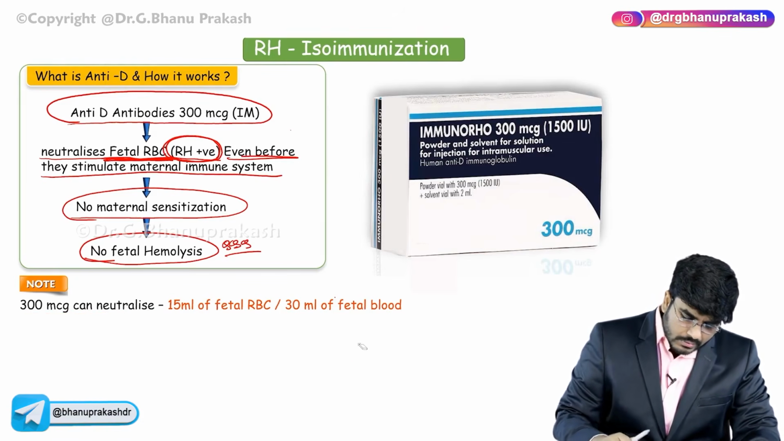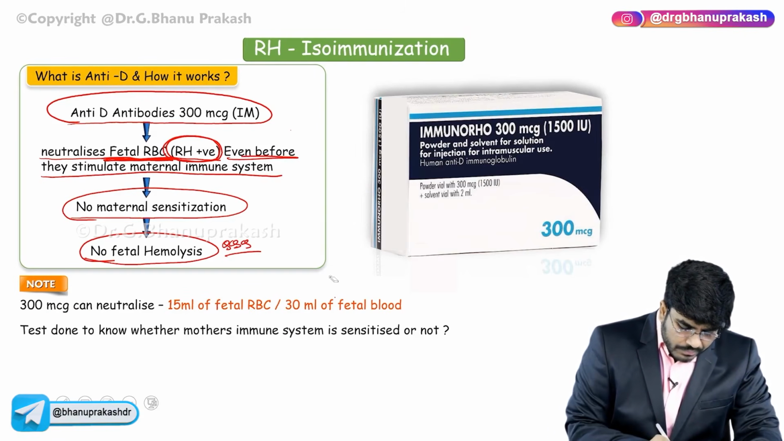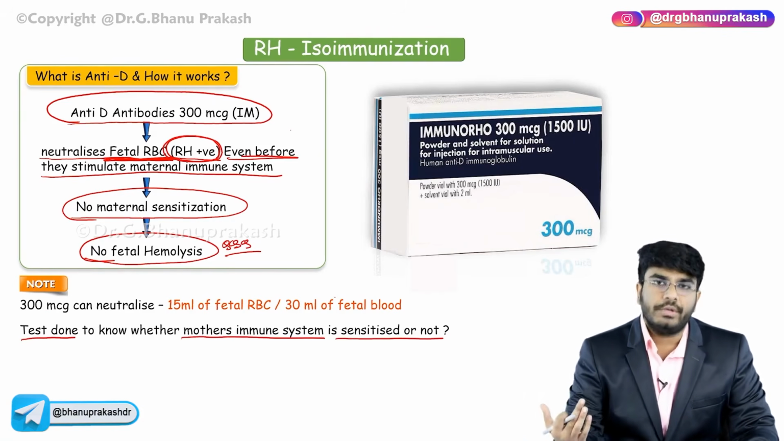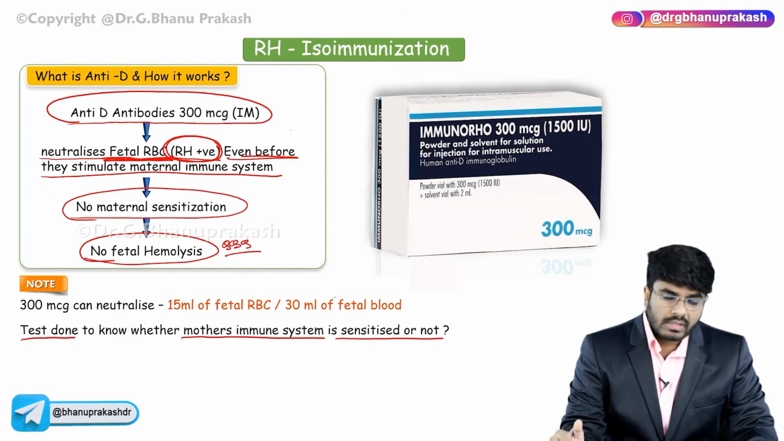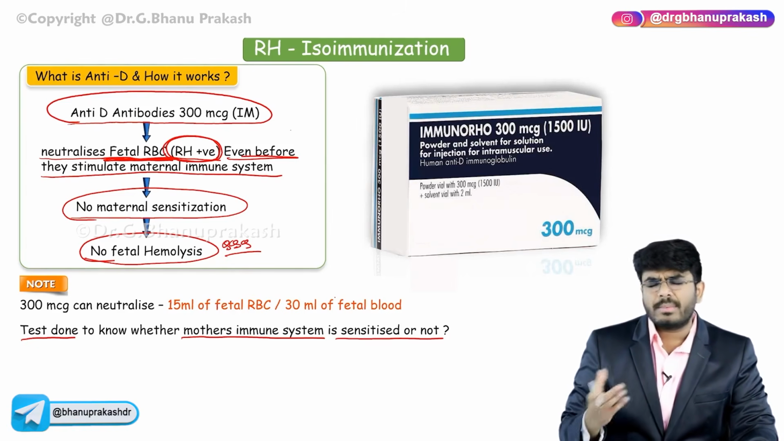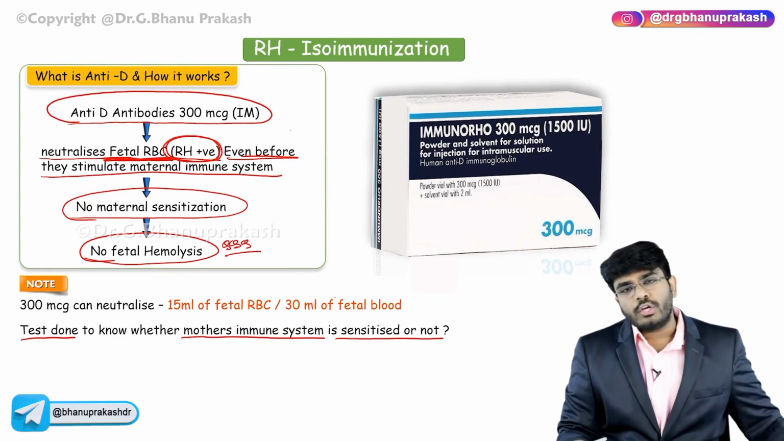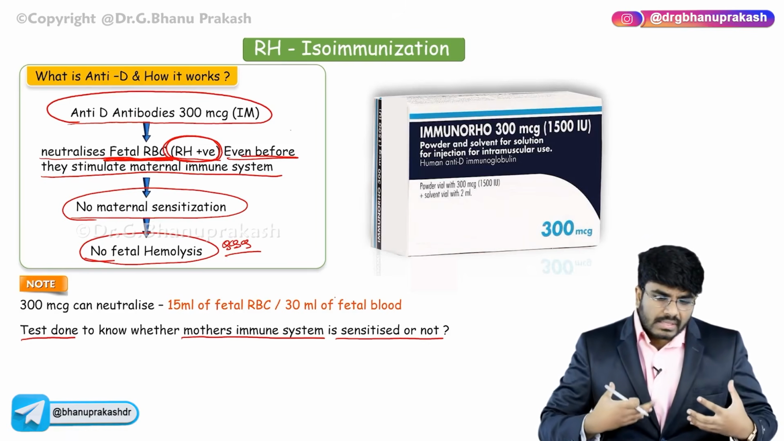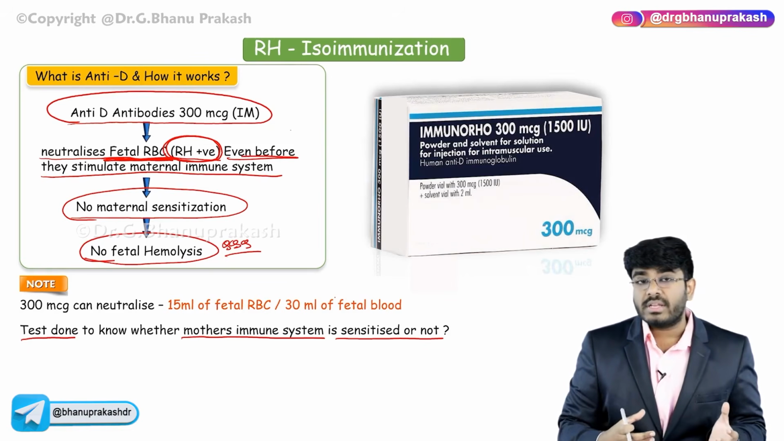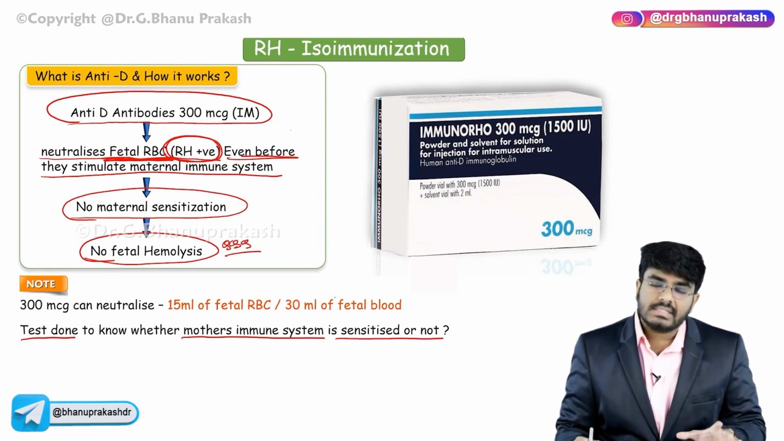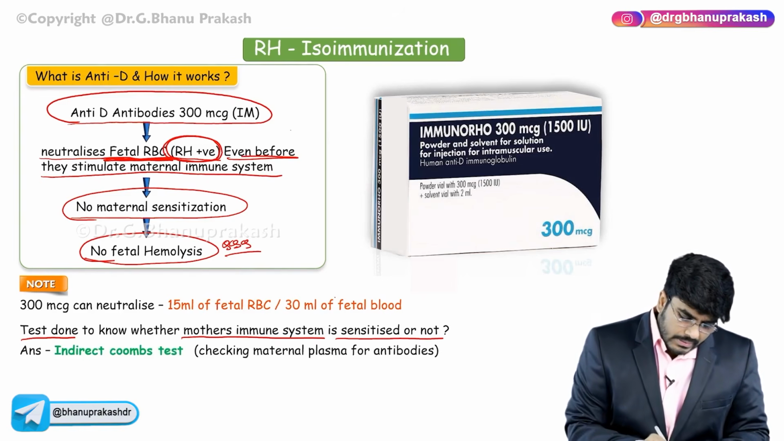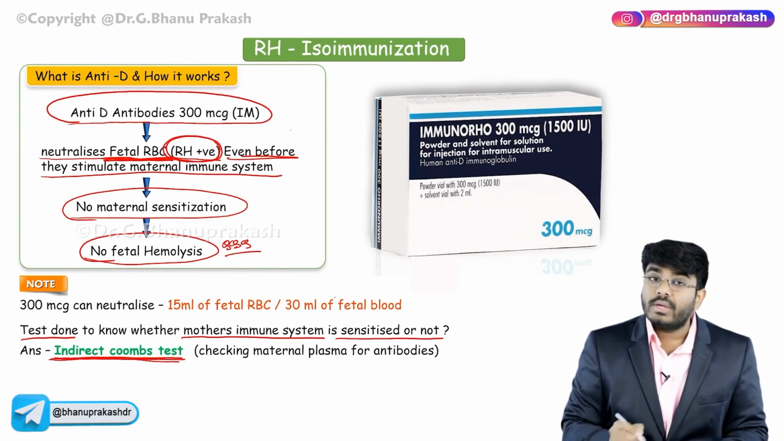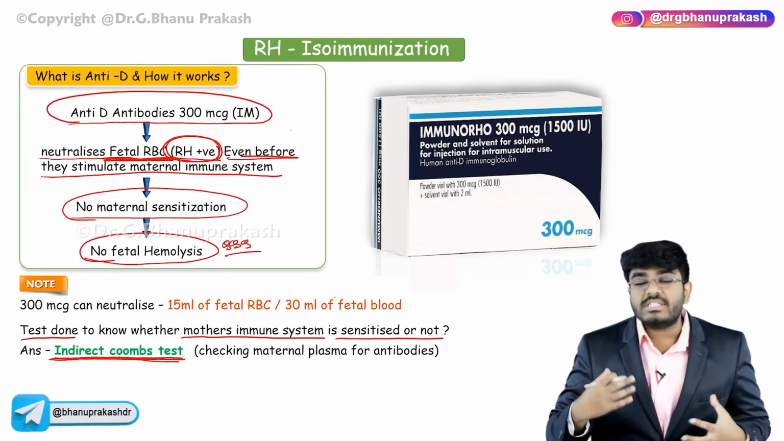Now, to know whether the mother's immune system is sensitized or not. There is this Rh negative pregnancy, a female came to you. Say this is her second pregnancy, or it doesn't matter whether it's the second or first pregnancy. You just want to know whether the mother's immune system is sensitized or not, whether the mother has already produced antibodies against the fetal RBCs or not. The test done is known as the indirect Coombs test.